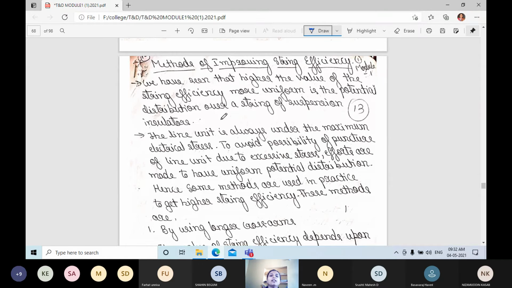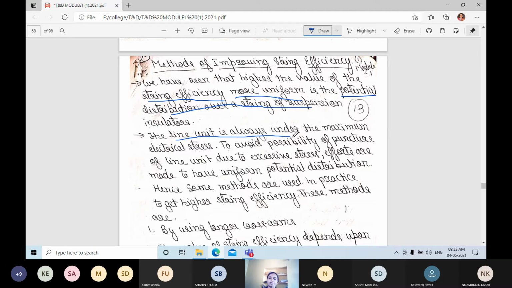Here we have seen that the higher the value of the string efficiency, the more uniform is the potential distribution over a string of suspension insulator. That is, if the string efficiency is more, that means the potential distribution is uniform. Here they are saying that the line unit is always under the maximum electrical stress.